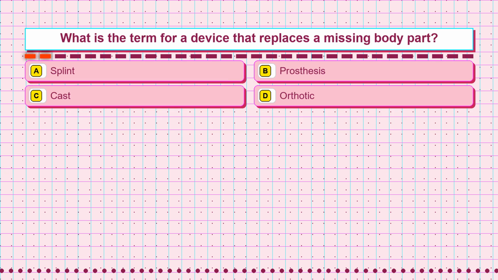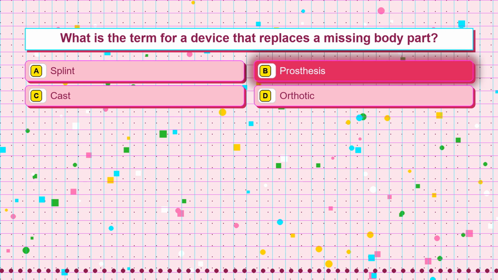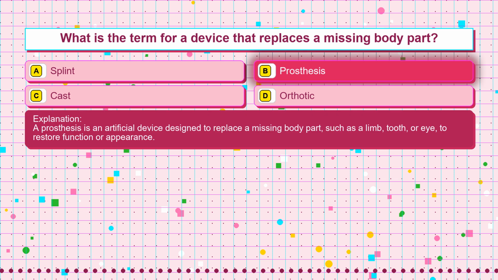Question 32. What is the term for a device that replaces a missing body part? Option A, a splint. Option B, prosthesis. Option C, cast. Option D, orthotic. The correct answer is option B, prosthesis. A prosthesis is an artificial device designed to replace a missing body part, such as a limb, tooth, or eye, to restore function or appearance.